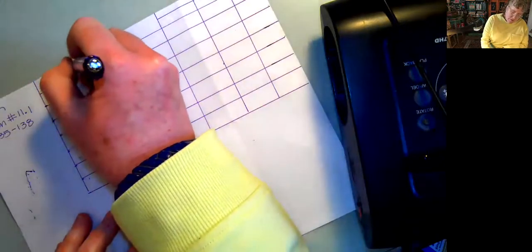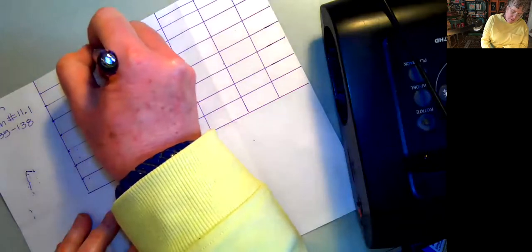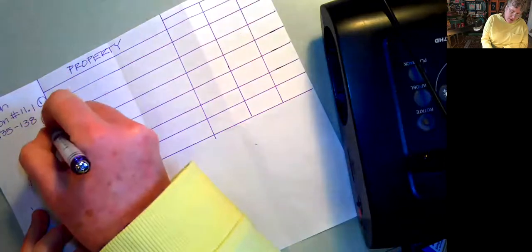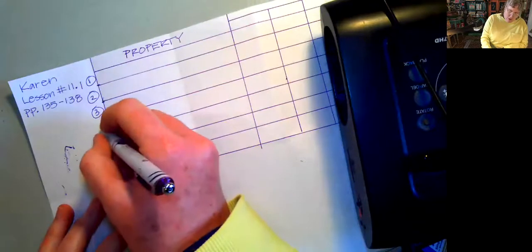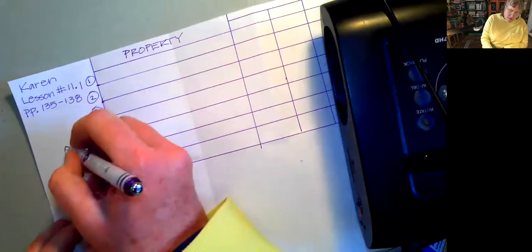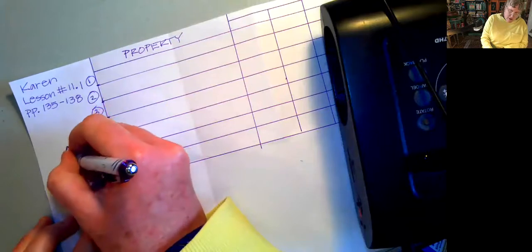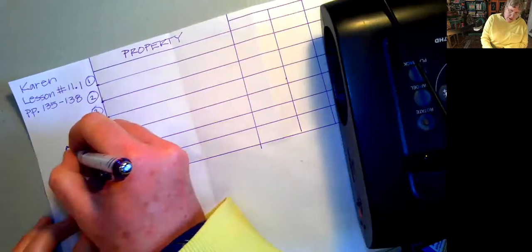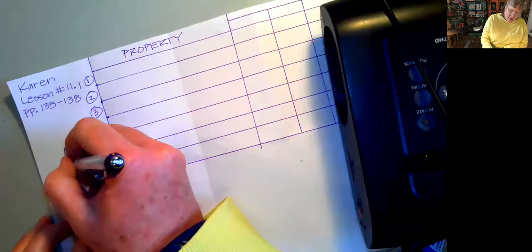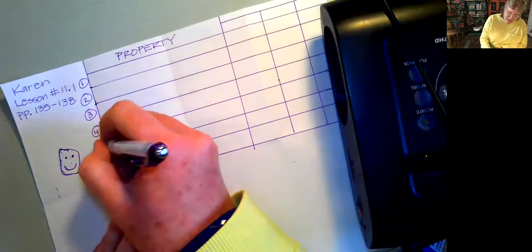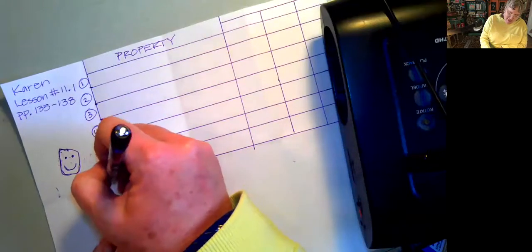Okay. So up here, we're going to write property. This is 1, 2, 3, 4. And we have this little blob right here. So we're going to make it into a little happy face. 5, 6, 7. All right.